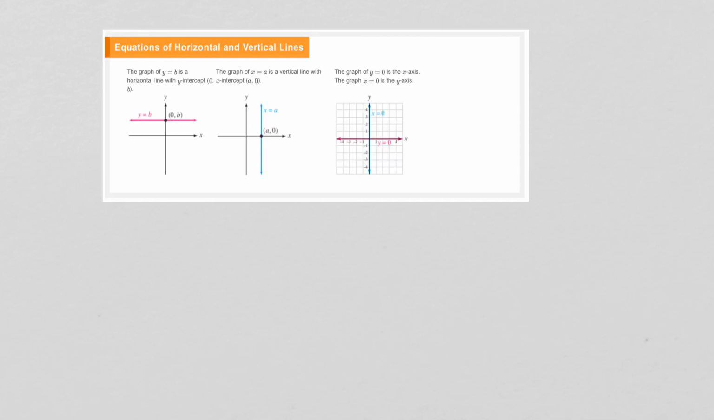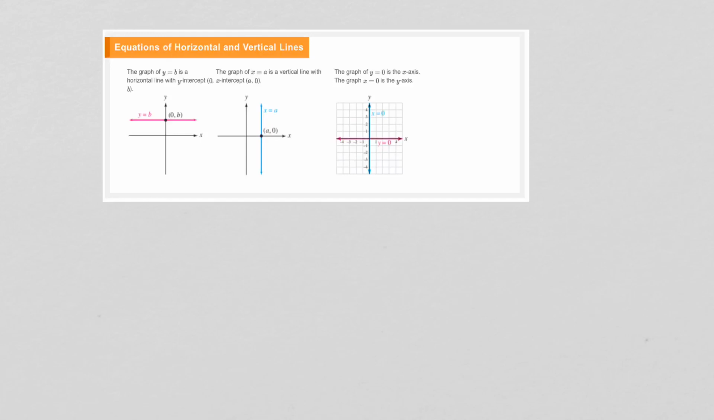For a vertical line, it's just the opposite. A vertical line has the equation x equals a number, for the same reason. On a vertical line, x is always the same x coordinate, but the y coordinate can be anything you want it to be. Now, as a special case of this, if I talk about the horizontal line y equals 0, that line is actually the x-axis. And the vertical line x equals 0 is actually the y-axis.